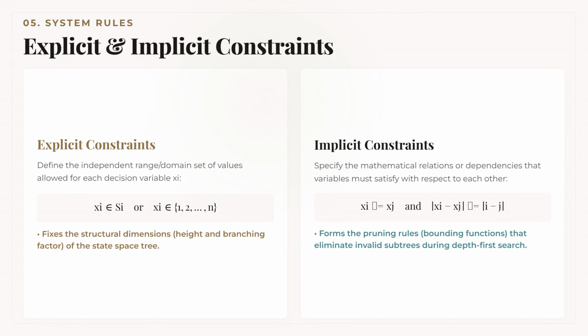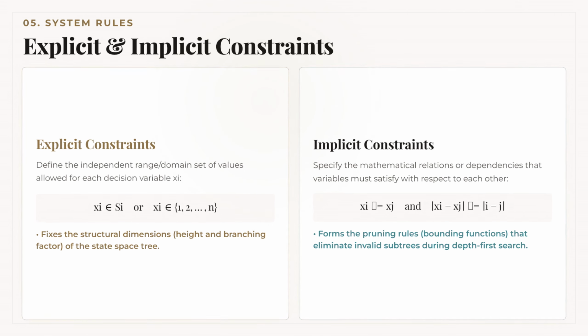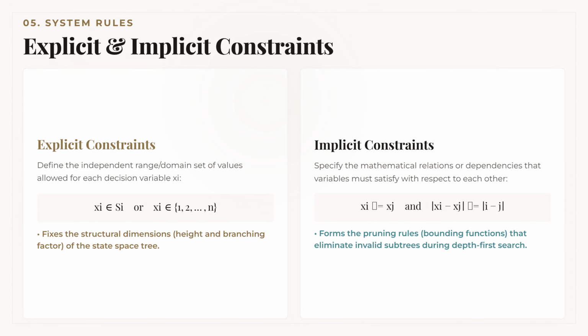Implicit constraints specify the relationships among variables. For example, in the n-queens problem, 2 queens cannot attack each other. This restriction involves multiple variables and is therefore an implicit constraint. Backtracking works by enforcing both kinds of constraints simultaneously. Whenever a constraint is violated, the corresponding branch of the search tree is discarded.